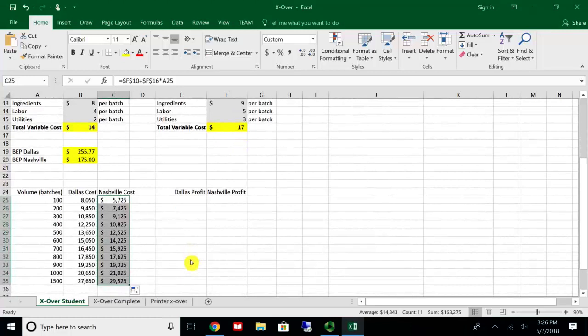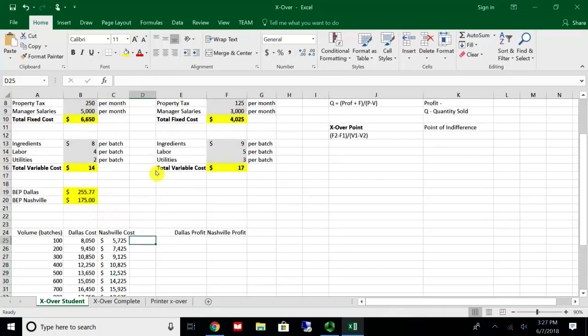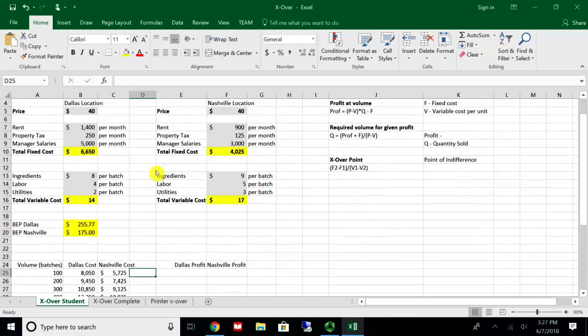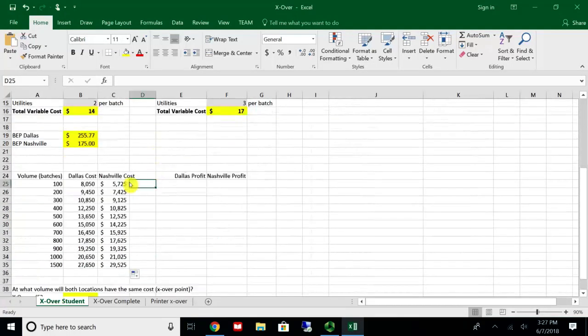And now I can just look at it a little bit, and I can see which ones, because we're talking about cost, I want lowest cost. So where's the lowest cost between the two locations? Well, when we first started this, we said if we only did one batch, we knew that the low cost was going to be Nashville. And sure enough, at 100, the low cost is Nashville. And at 200, the low cost is Nashville. 300, 400, 500, let's see. When is Nashville not the low cost? Looks like Nashville's the low cost from 100 all the way up to 800.